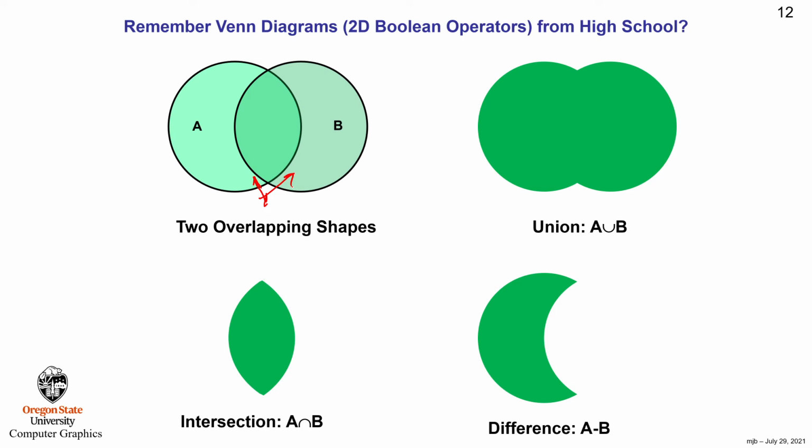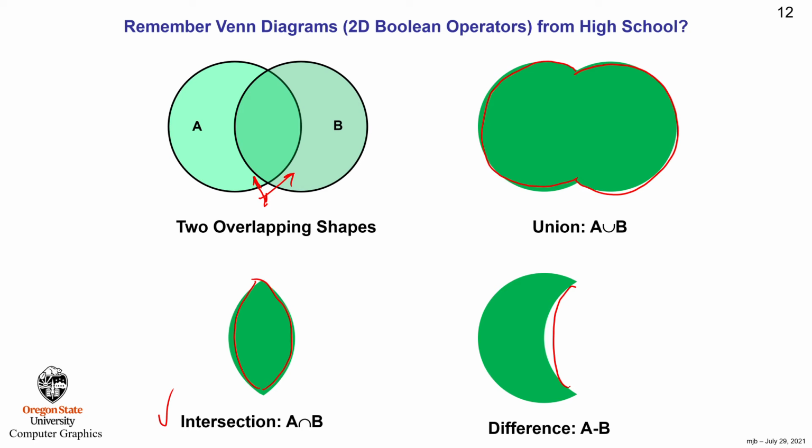And if you take the union of A and B, well, you get this outer edge, this outer boundary. That's taking the combination of them. If you say intersection of A and B, you get the part that's common to both. And you probably didn't do this in high school, but we do it in geometry modeling, is you can do difference. So A minus B, it's like B has taken a bite out of A.